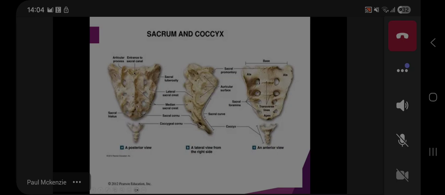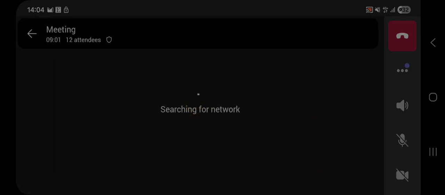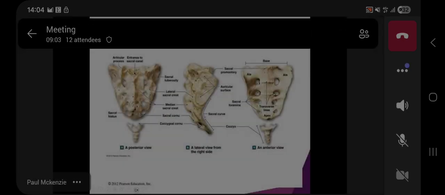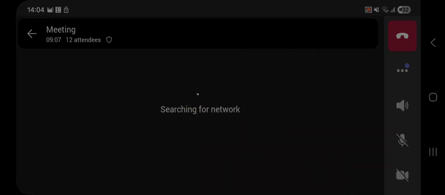This is the side view of the sacrum viewed from the right-hand side. So your bottom would be here and your legs would be hanging down here. And then this is the front view of the sacrum. This area, okay, and it's your coccyx, your little tail.